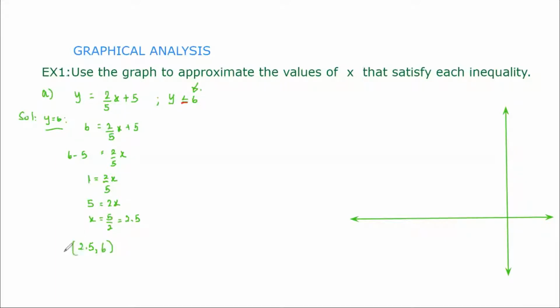Remember, this is a coordinate point, not an interval. Normally we write it like this, x, y. Then you plot the graph: x equal to 2.5, y equal to 6, on the coordinate plane. But we plot it later, we calculate first. We do all the calculations and then plot later. So now make it neat here. Okay, next.